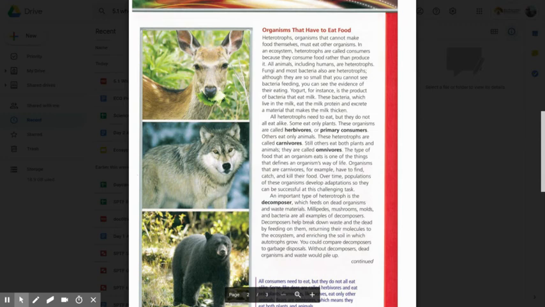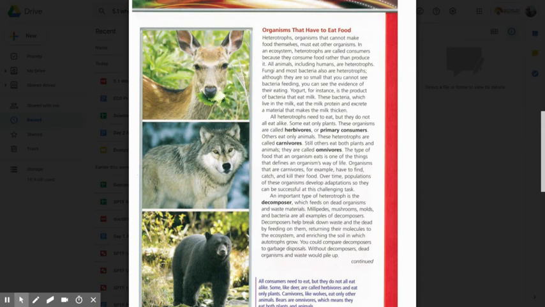The types of food that an organism eats is one thing that defines an organism's way of life. Organisms that are carnivores, for example, have to find, catch, and kill their food. Over time, populations of these organisms developed adaptations so they can be successful at this challenging task.